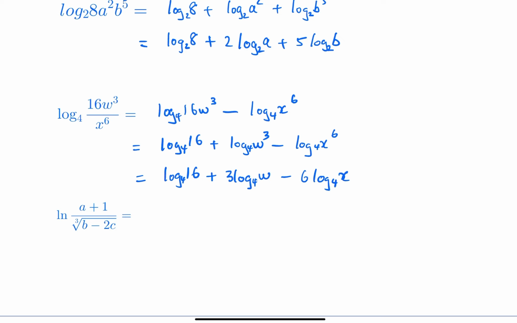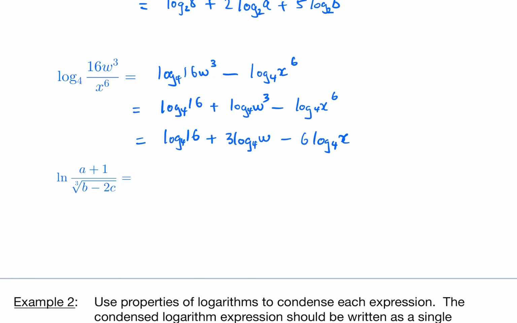All right, and then the last one, we have a natural log of a plus 1 over the cube root of b minus 2c. When we're dealing with natural logs, the properties of logarithms still apply. So let's go ahead and break this up. This becomes the natural log of a plus 1 minus natural log of the cube root of b minus 2c.